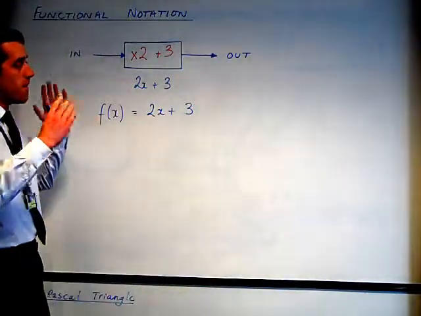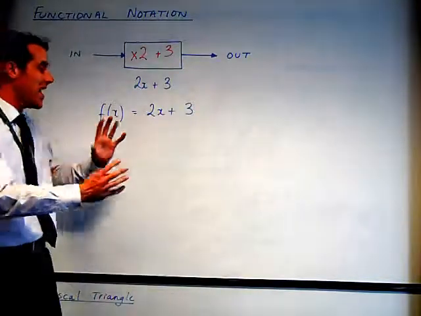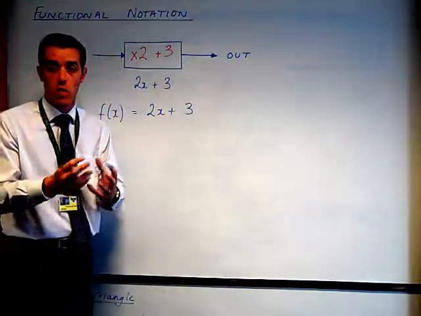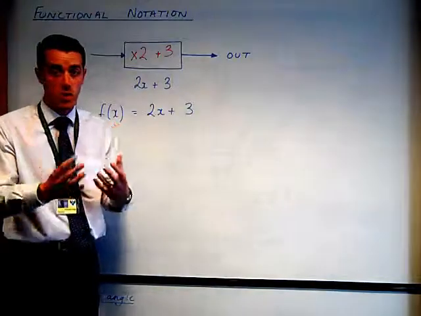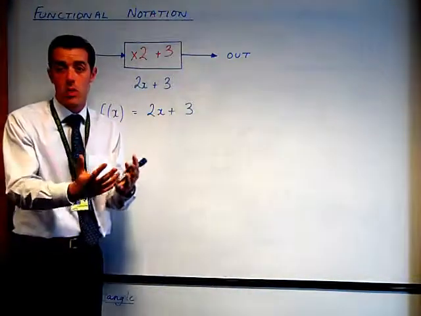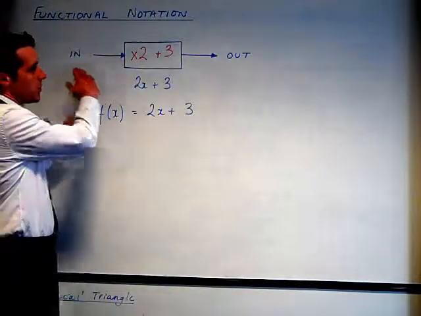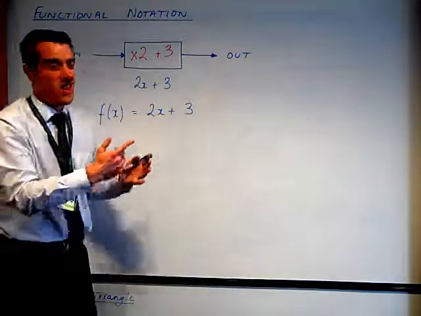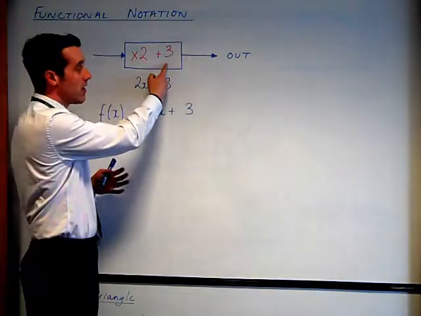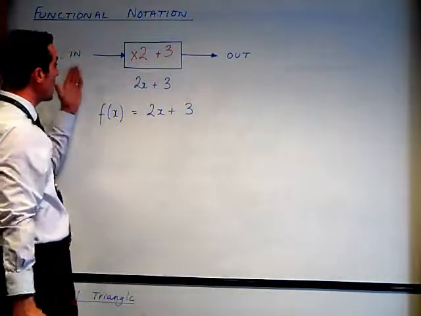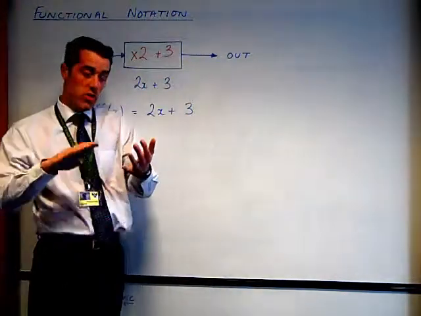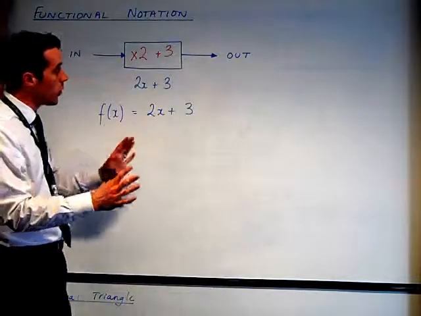Now what is functional notation? Functional notation is the way that we write down functions in maths. Functions perform certain operations, or a number of operations, on numbers. So I think about it like an input, and then the function, let's say multiplied by 2 and then add 3, and then it gives an output. The input can be numbers or it can be algebraic. First of all we're going to look at numbers.